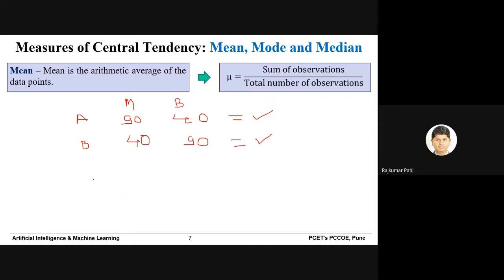But we cannot treat both student A and B equally, because from the numbers A is good in mathematics whereas B is strong in biology. And therefore, even though their average is the same, that is the mean value is the same, we can recommend student A to go for engineering and we can recommend student B for biology, that is the medical field. So every time we cannot rely on the value of mean.